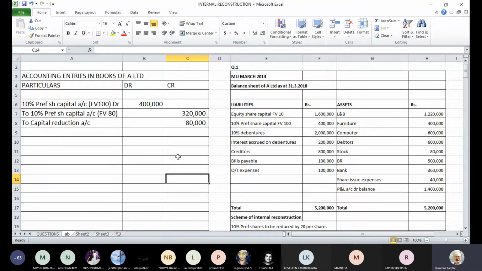So in the first entry, we are taking care of the sacrifice made by the preference shareholders, whereby the face value is reduced to 80 rupees. Paid up value is also reduced to 80 rupees per share, and then 20 rupees per share is foregone by them, which is the benefit that has gone to capital reduction account. Is the entry clear to everyone? Yes, sir. Yes. Yes. Let's write down the narration also.